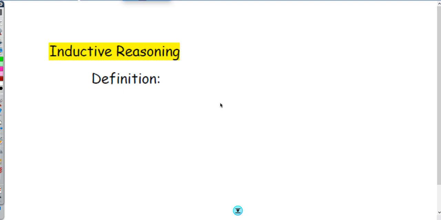Okay, so let's get started. We are going to do patterns in inductive reasoning. So the first thing we have is our definition. Inductive reasoning is reasoning based on patterns you observe.